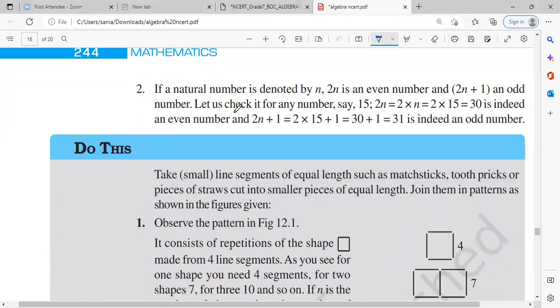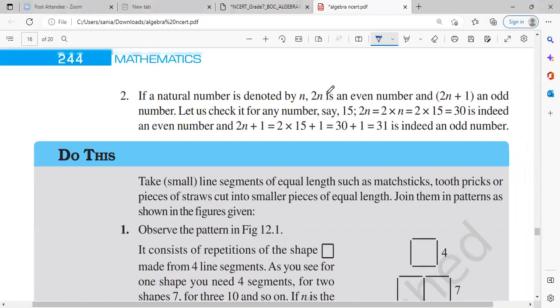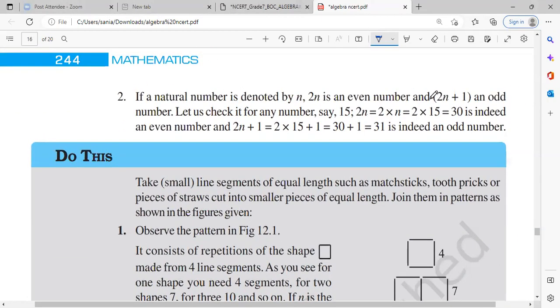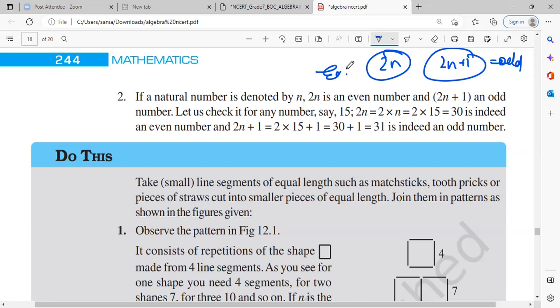Then if a natural number is denoted by n, 2n is an even number and 2n plus 1 is an odd number. So if you have to find the even number, 2n will be the even number and 2n plus 1 will become the odd number. Clear? Yes, ma'am. Okay.